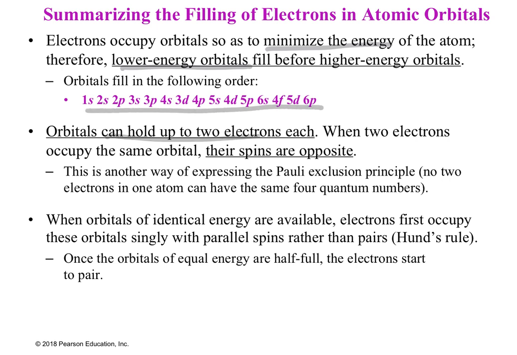Every orbital can hold 2 electrons, and when they are in the same orbital, they're going to have opposite spins, so they don't have the same set of quantum numbers. And ideally, if we have degenerate energy levels or degenerate orbitals, they first singly fill in and then pair up. That's Hund's rule.